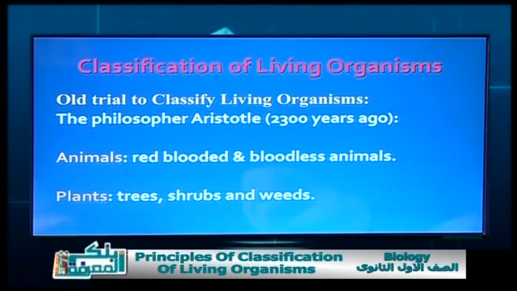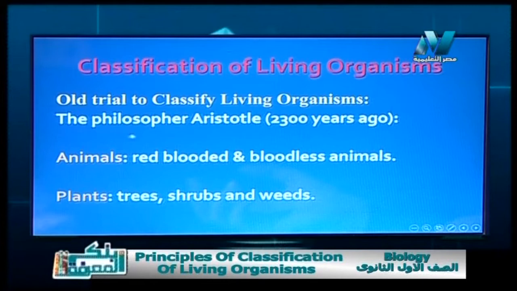And we have an example here, the scientist or philosopher called Aristotle. Aristotle tried to put the living organisms into groups, and his trial was 2,300 years ago, and he put the organisms into two main groups: animals and plants.